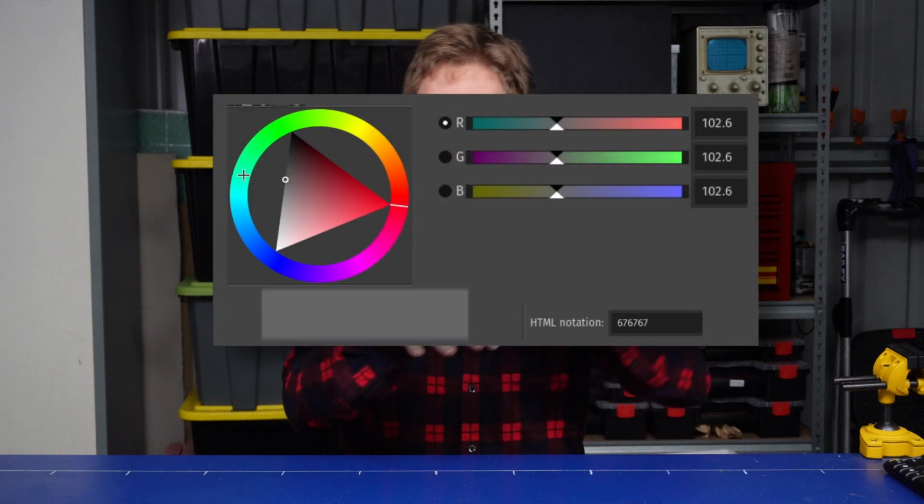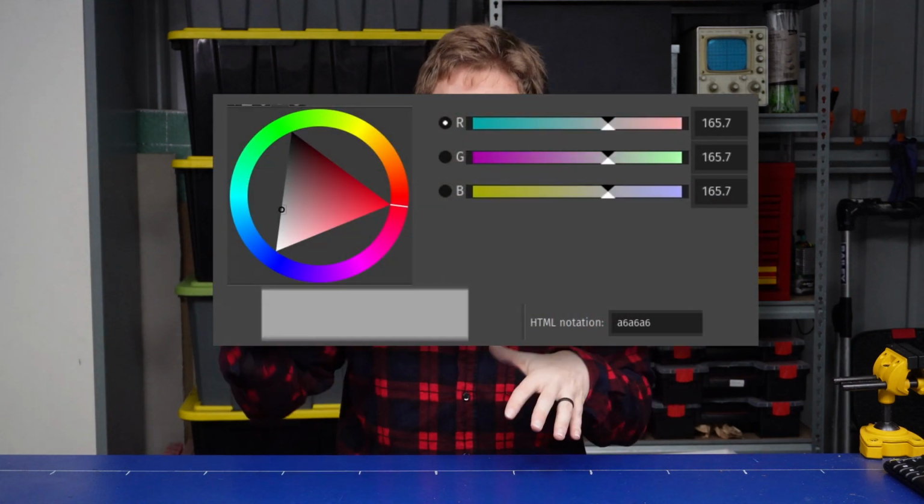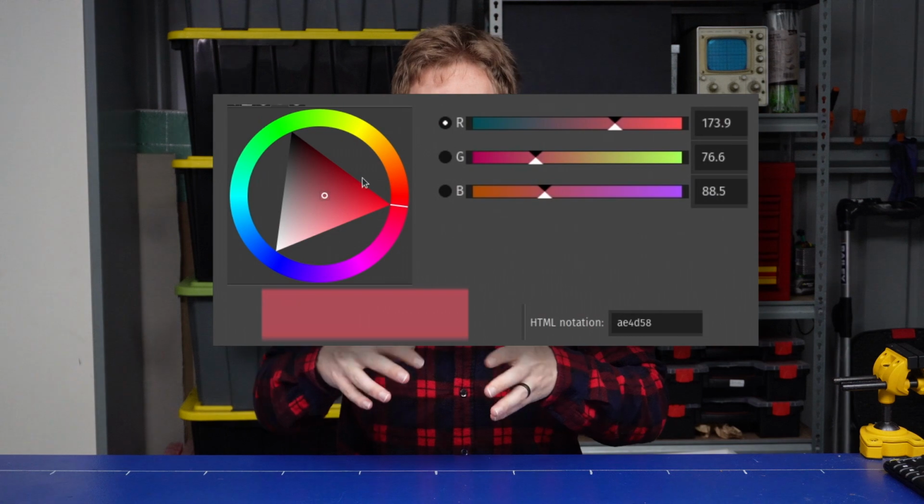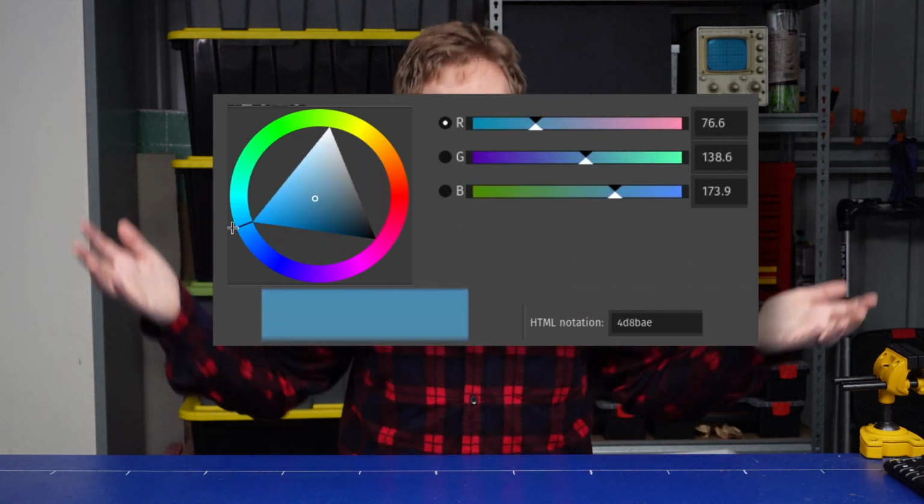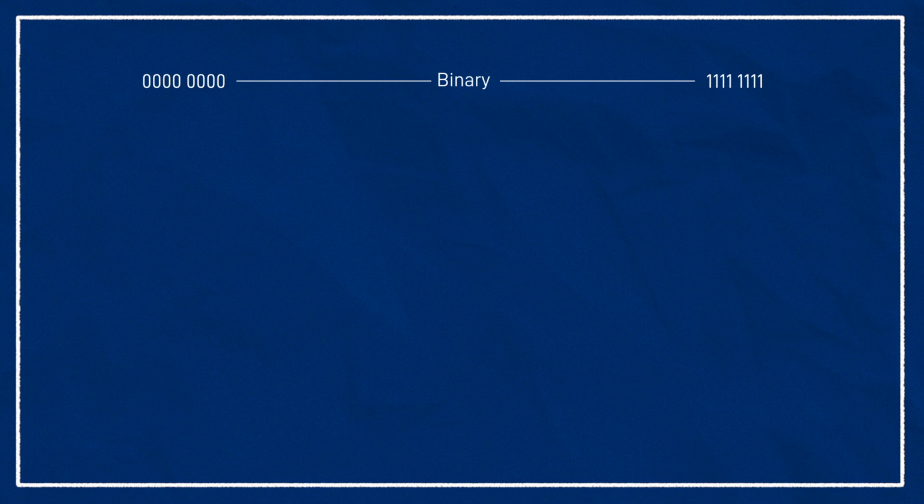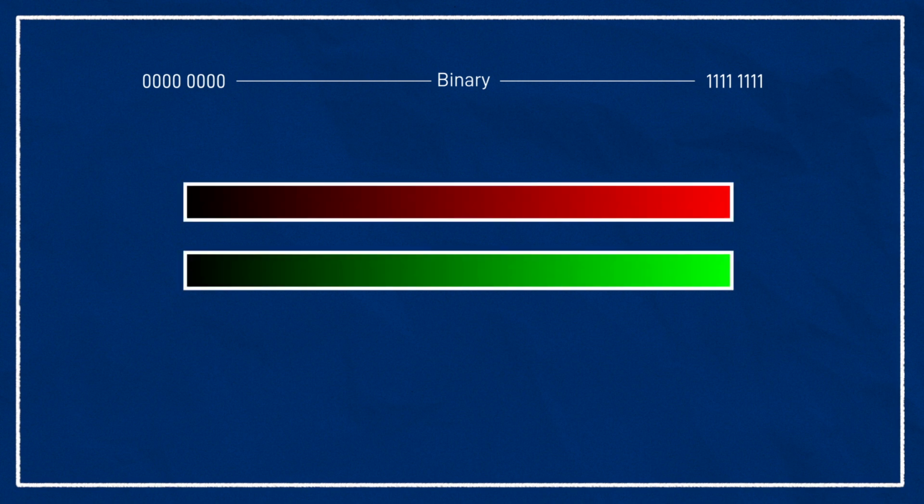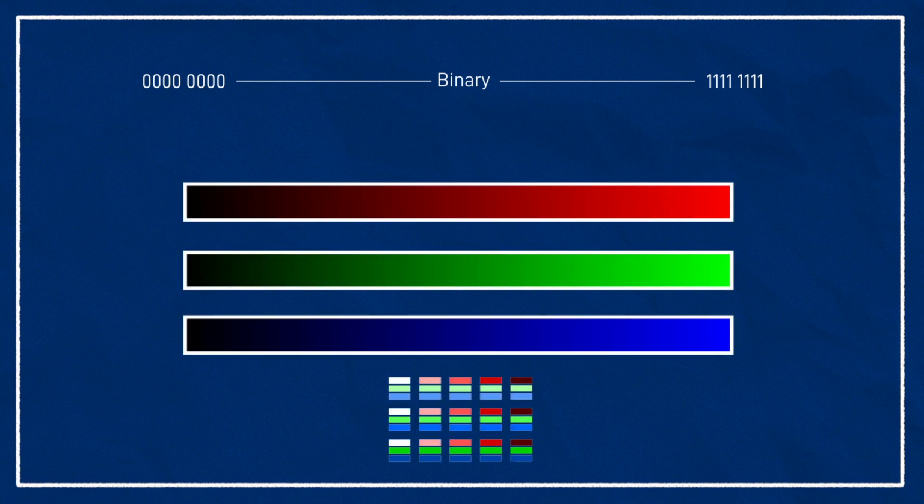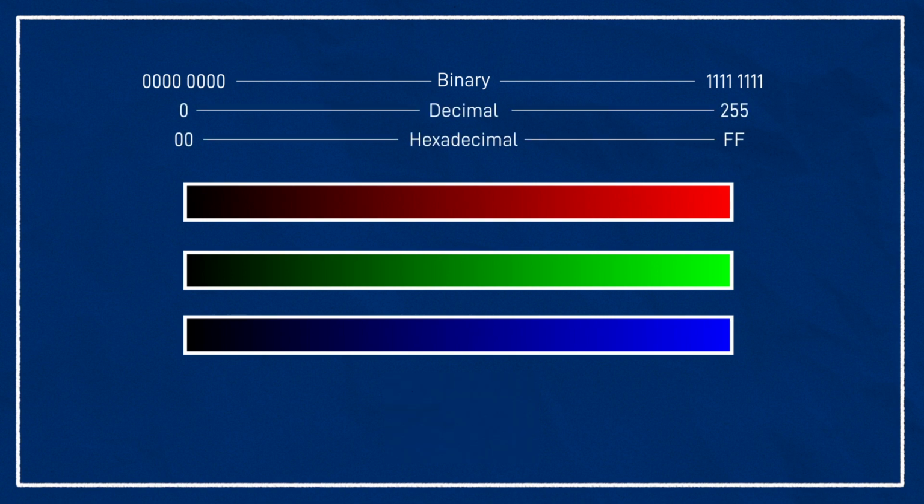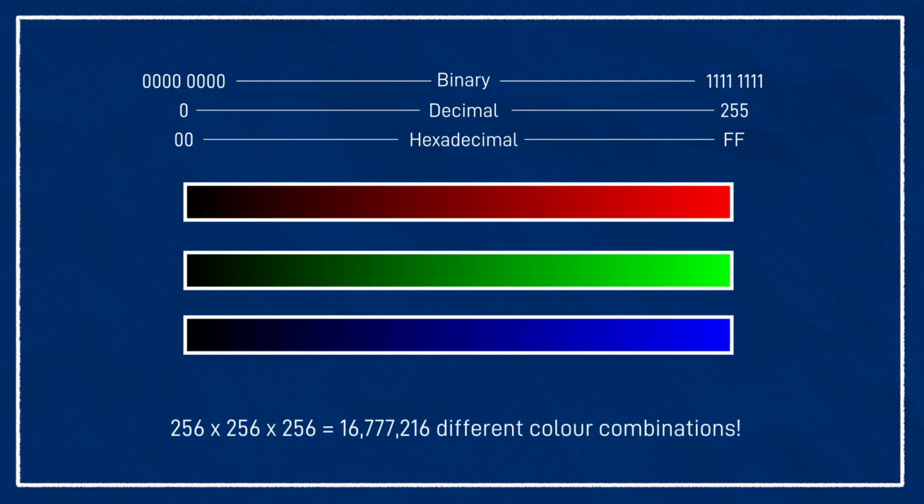So if all of them are at their maximum, then you're going to get white. If they're all at their minimum, you're going to get black. And for something in between, you've got every other color you can think of. Now, usually we store this with 8 bits, so that's 1 byte per color channel per pixel. So those 8 bits give us a range of 0 to 255 different values for each color. And by combining the 3 colors, that gives us millions and millions of different color combinations.